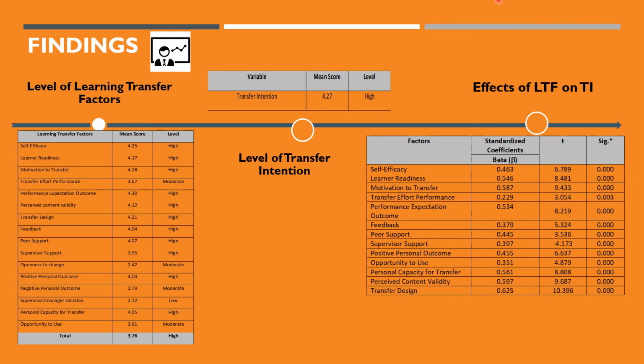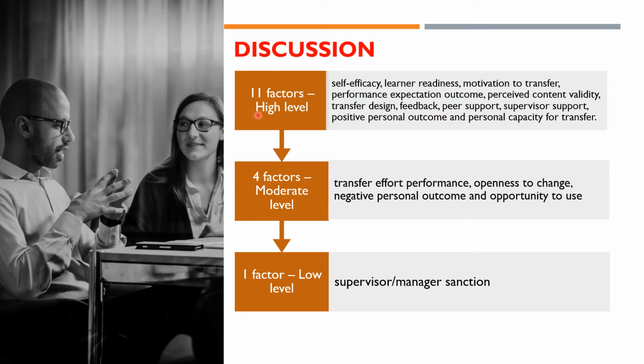Okay, we move to the discussion and conclusion. In discussion 1, we found that 11 factors indicate a high level, which are self-efficacy, learner readiness, motivation to transfer, performance expectation outcomes, perceived content validity, transfer design, feedback, peer support, supervisor support, positive personal outcome, and personal capacity for transfer. While 4 factors show a moderate level, which include transfer effort performance, openness to change, negative personal outcomes, and opportunity to use. And only 1 factor shows a low level, which is supervisor or manager sanction.